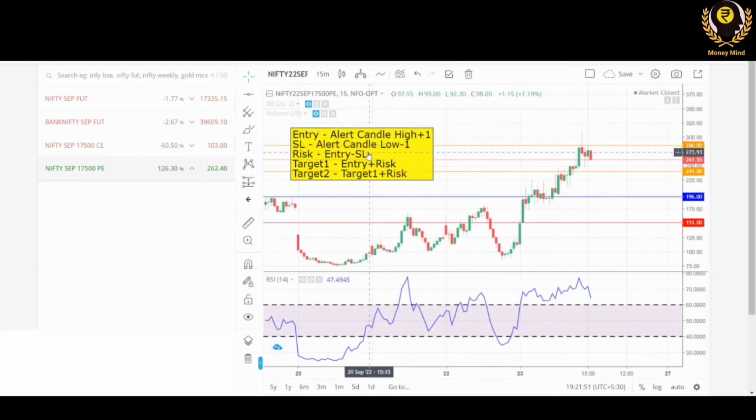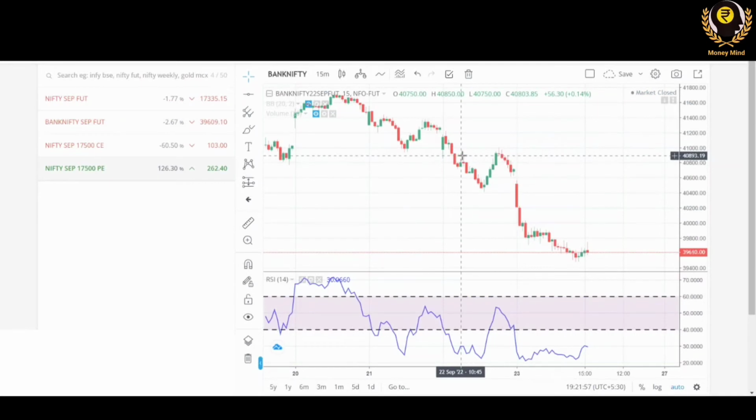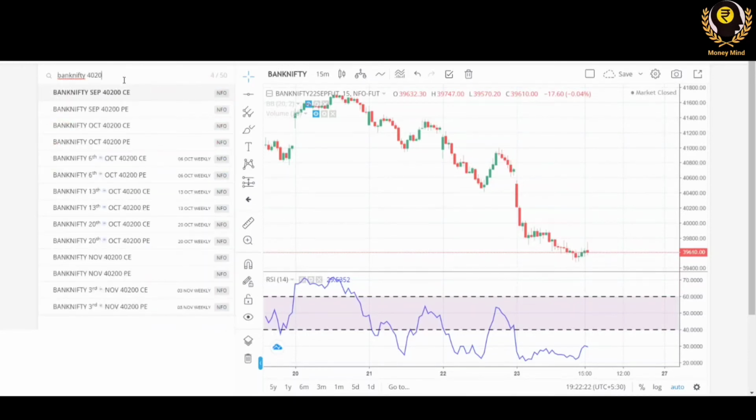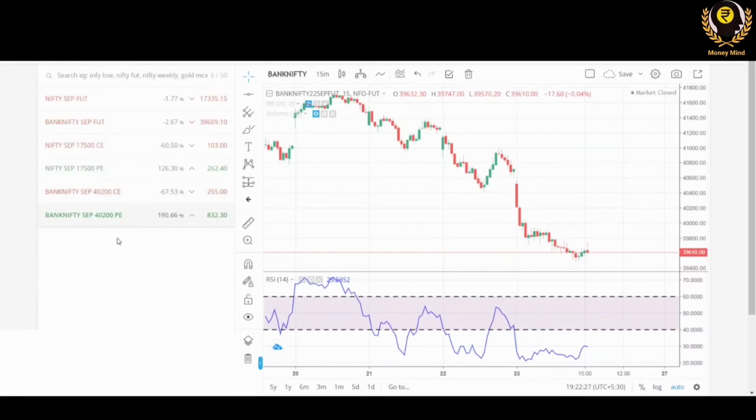We will also check Bank Nifty. So as you can see here, at 9:15, the Bank Nifty September futures chart closed below RSI 40 at 9:15 candle with a closing of 40,210. So I'll open and add 40,200 call and put in my watch list.